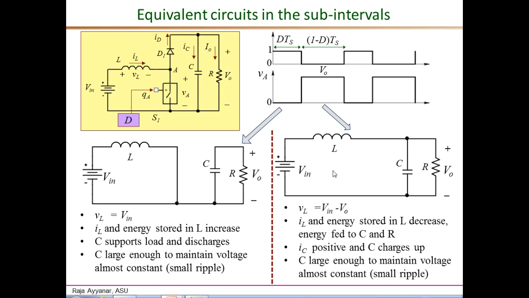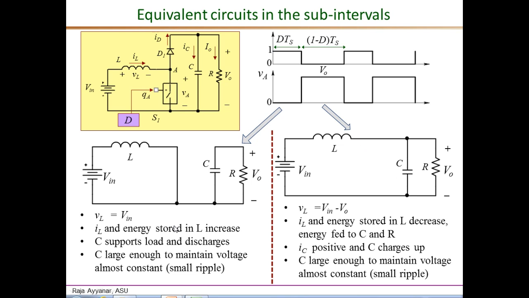Now we know that in steady state the current in the inductor should come back to its original value, which means for the current to decrease, we need the voltage across the inductor to be negative, and the voltage is Vin minus VO. Therefore VO has to be higher than Vin for VL to be negative and for the converter to reach steady state. So during this interval, the voltage across the inductor is negative, therefore the current decreases. The energy which was stored in the inductor in the previous cycle is now fed to the load and partly to the output capacitor. Capacitor current is now positive.